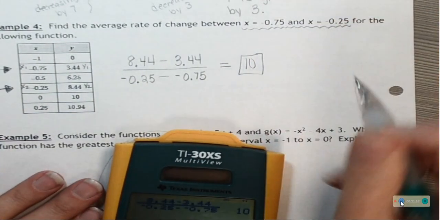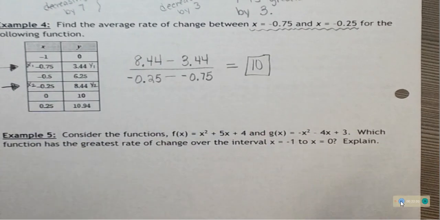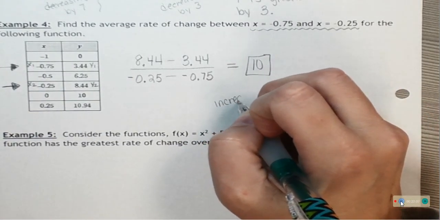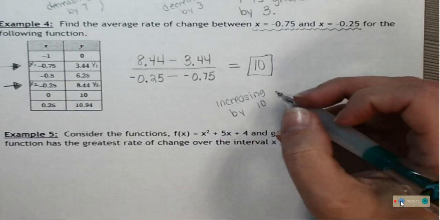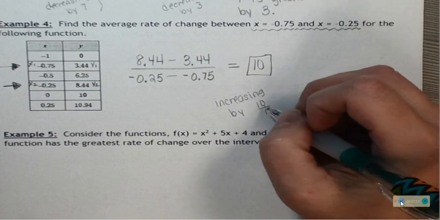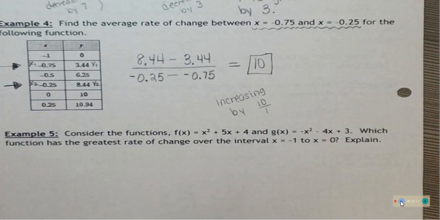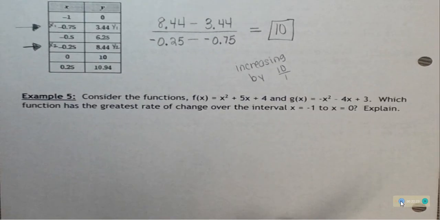Now, describe to me what that means about the graph between these 2 points if we were looking at a graph. It's going to increase by 10. So if you're looking at the graph, it is increasing by 10. And you know when we talk about slope, we do 10 over 1. So that would mean it was going up 10 and over to the right 1 in between those specific 2 points. All right, so then the last example is example 5.